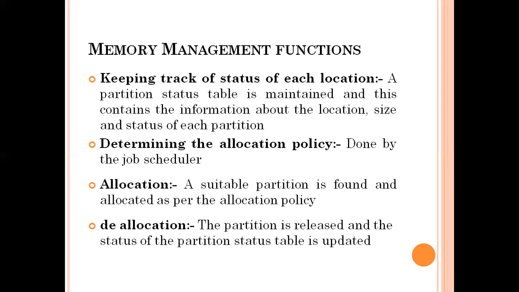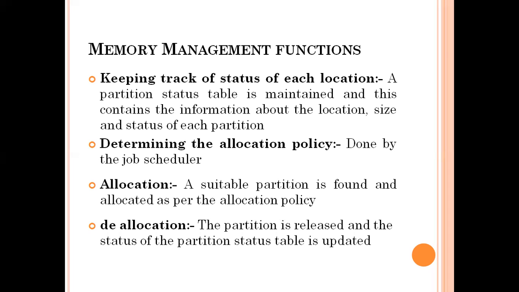Determining the allocation policy is done by the job scheduler. The job scheduler decides which partition should be allocated to which job. Suppose there is a partition of size 2000 bytes, another partition of size 3000 bytes, and the job sizes are 1000 and 2500 bytes. Then for the first job, partition 1 is allocated, and for the second job, partition 2 is allocated.